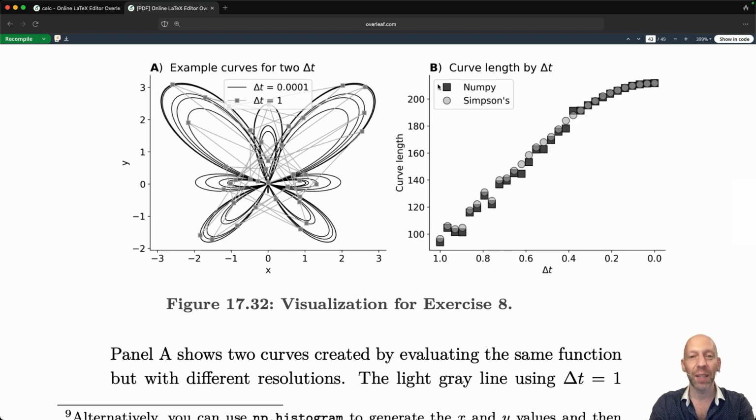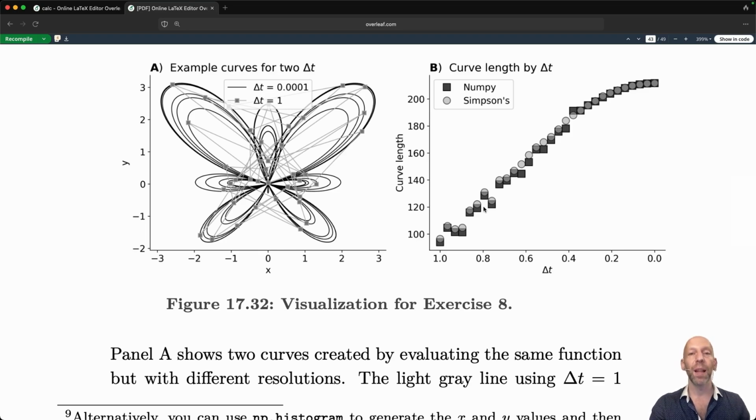Okay, in general, ignore these 2 points, these 2 colors. I'm going to talk about that in a moment. But if you just look at both of these functions, NumPy and Simpsons, you see that they both increase as a function of decreasing delta t. Now, what does this mean?